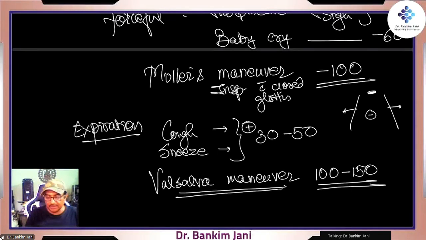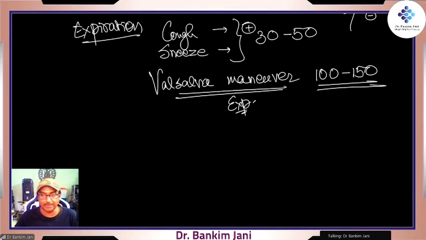And in expiration, that is when the person coughs or sneezes, there is increased pressure, 30 to 50. Valsalva maneuver, when the person is trying to do forceful expiration, especially like when someone has constipation, so that will lead to this increased pressure. That's why at times it is said that anyone who has a respiratory problem should not have constipation, because it will worsen it.